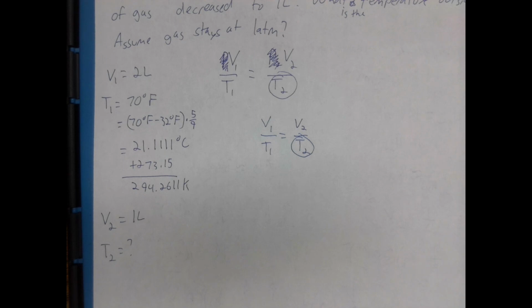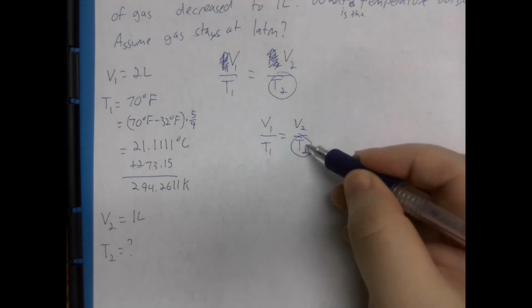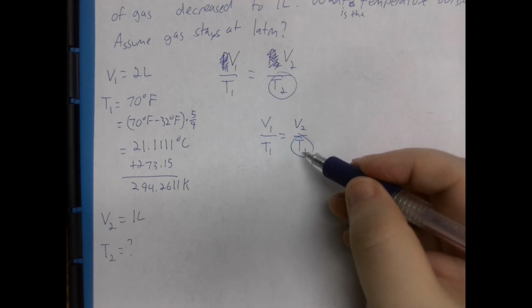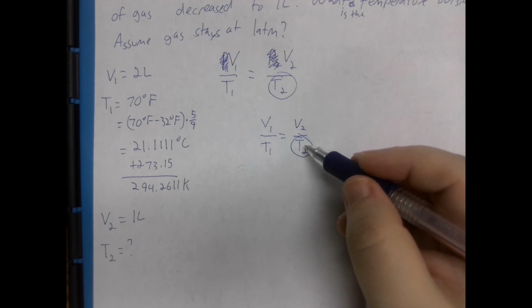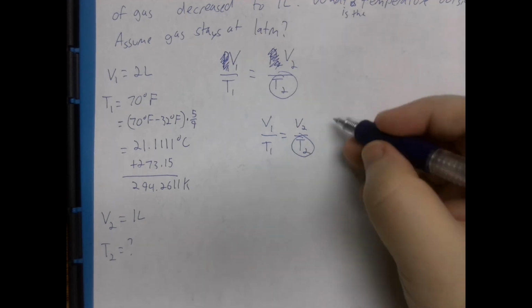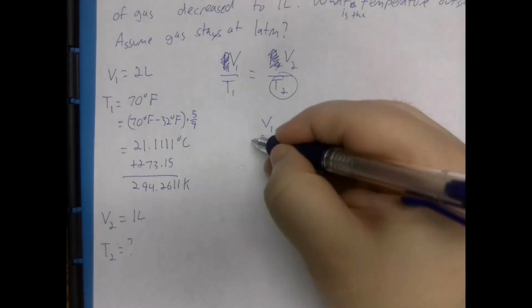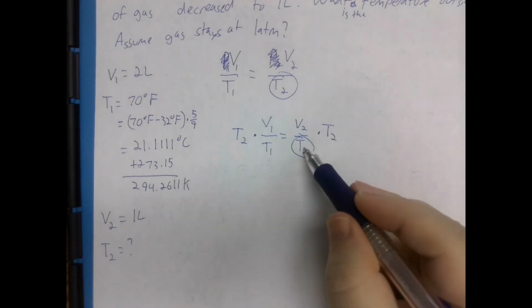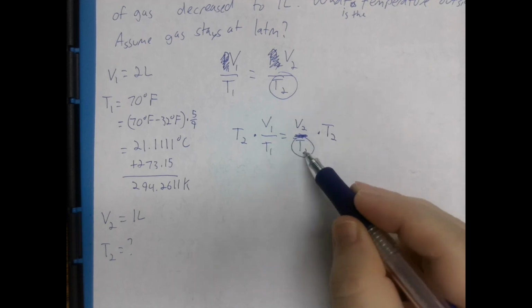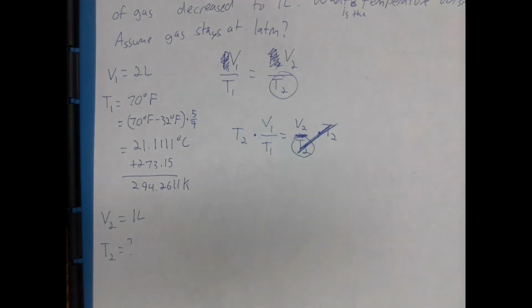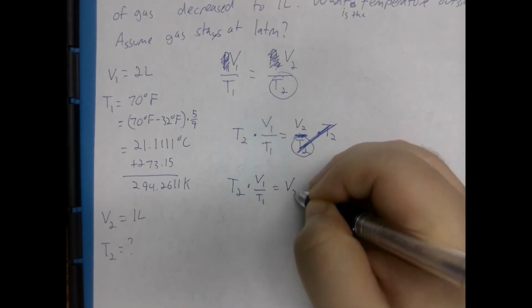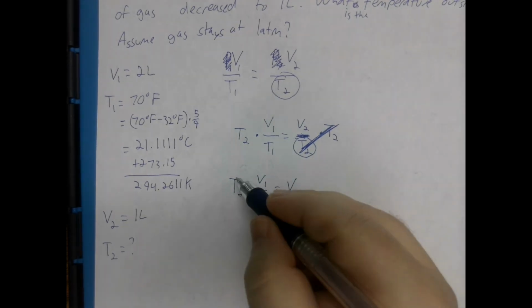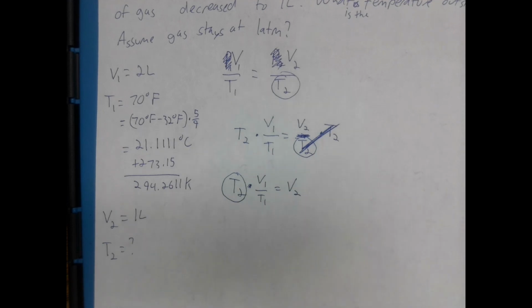So if the x value you are solving for is on the denominator, the first step is to put it on the numerator. You cannot solve for something that's on the denominator, so you have to flip it to the numerator. To do it, we can multiply both sides by T2. T2 divided by T2 cancels out on the right side. And so we're left with T2 times V1 over T1 is equal to V2. Again, we're still solving for T2, so what do we do now?